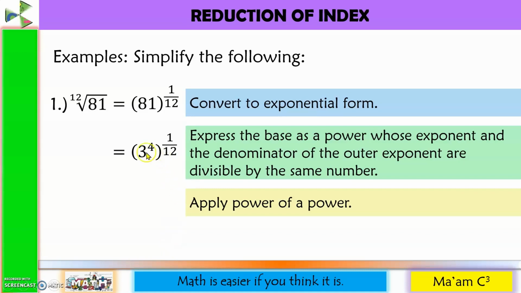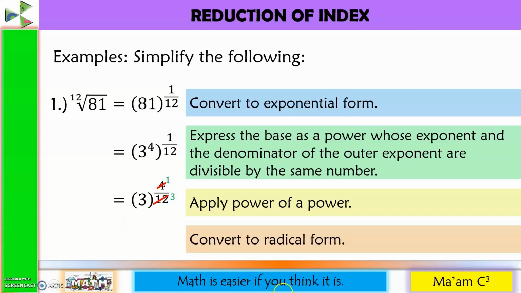So in power of a power, we are going to multiply the two exponents. So we have 4 times 1 is 4, and then copy the denominator 12. So I have 3 raised to 4 over 12. Now I can reduce this into lowest terms. They are both divisible by 4. 4 divided by 4 is 1, and 12 divided by 4 is 3. So I have 3 raised to 1/3.